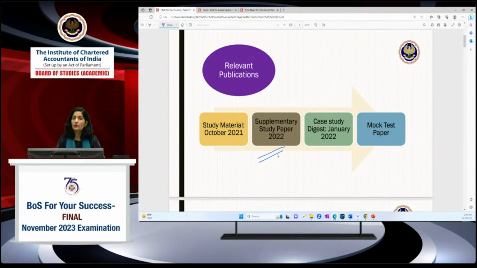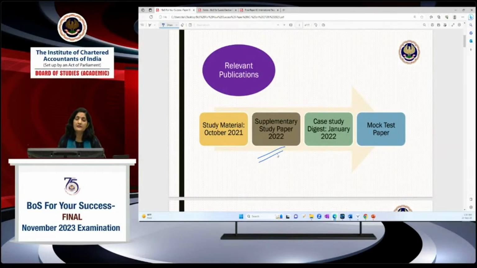Along with that, for final paper 7, you have to study the elective paper study material, October 21 edition, along with the supplementary study paper 22, as well as the final paper 7 study material, October 21 edition, and the supplementary study paper 22 which will come out for final paper 7 also, right? The supplementary is a must for you.